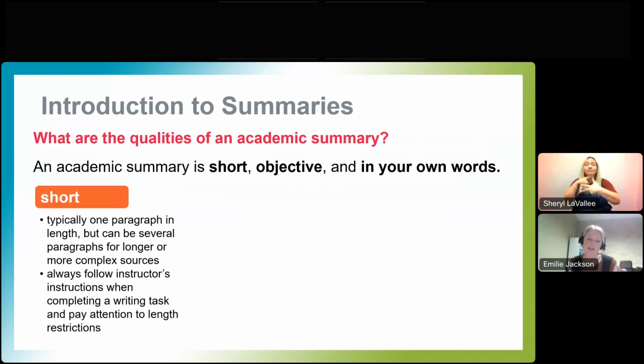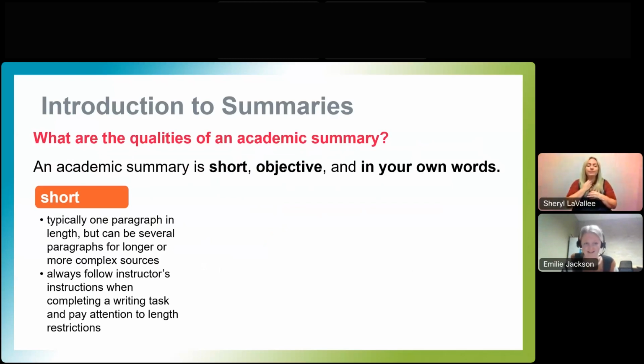When we say short, typically a summary is going to be about a paragraph, but it could be longer depending on how complex or long the information you are summarizing is. So if you're summarizing an entire chapter of a textbook, there are going to be a few main ideas within that chapter. So maybe the summary of that longer chapter would be 3 or 4 paragraphs. Although your instructor might say summarize it in 1 paragraph, and then you have to make decisions about what main ideas you are going to include. And we'll talk a little bit about how you can do that later.